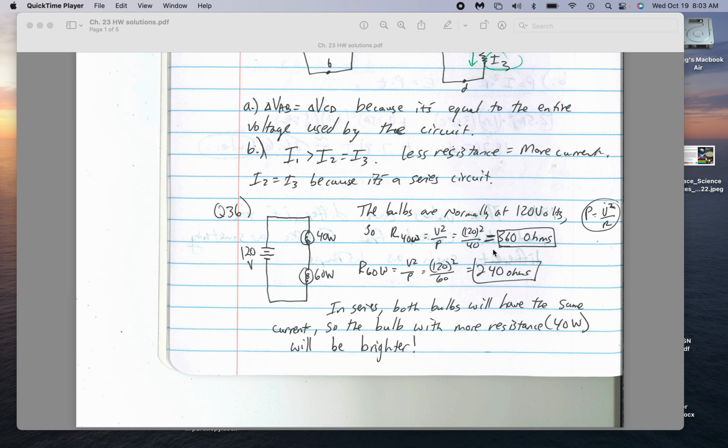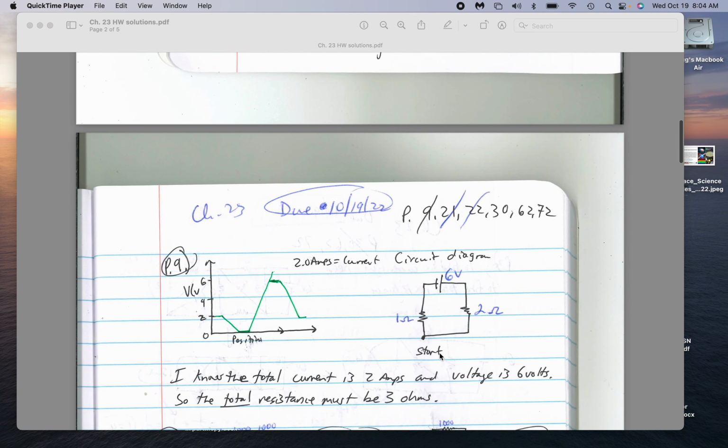Now we put those two bulbs, the 40 and the 60, in series with each other. They're having to share the 120 volts, and so the bulb with the greater resistance actually ends up getting more voltage, because the current is the same in a series circuit. And V equals I times R. So if we have the same current and the 40 watt bulb has a greater resistance, it would get more voltage. So actually the 40 watt bulb would be brighter. That's a pretty cool thing to think about.